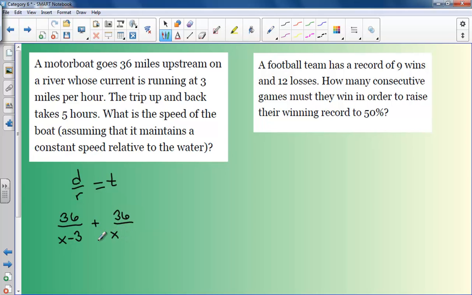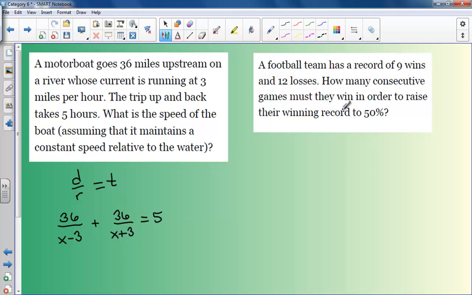So I have the same rate for my boat, assuming it maintains a constant speed, but this time I'm moving downstream, so the current of the river is actually helping me along here. And together, those 2 parts of the trip took 5 hours. And so we'll do the same thing here. We're going to graph the left side, we're going to graph the right side, find the intersection point. So you can practice doing that.